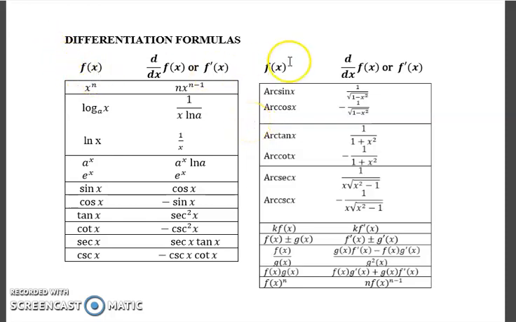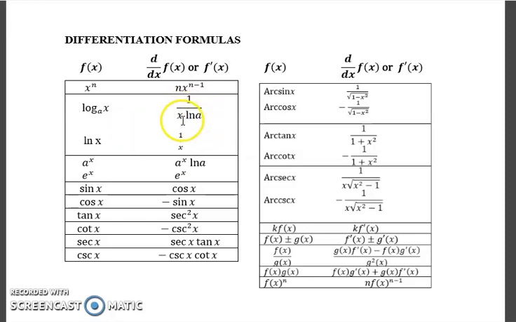The first column are functions. The second column are their derivatives. Let us look at the first table. The first formula is the power rule for differentiation. The second formula is the derivative of logarithmic function.